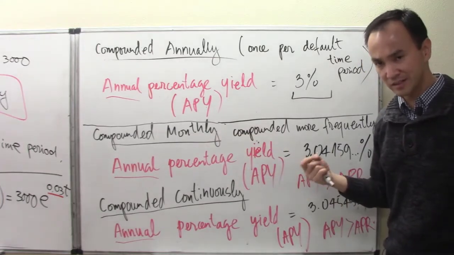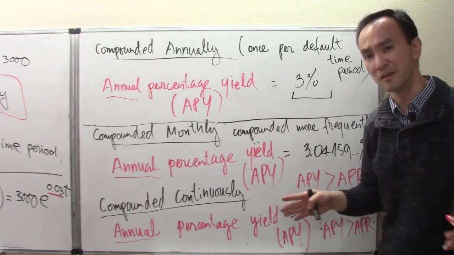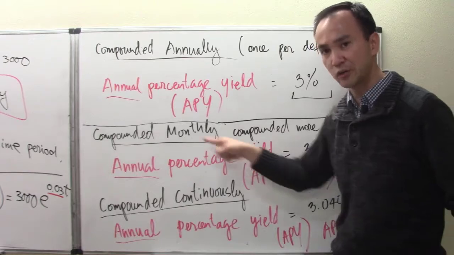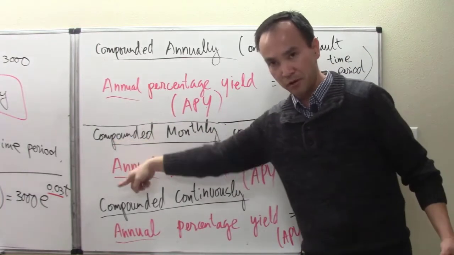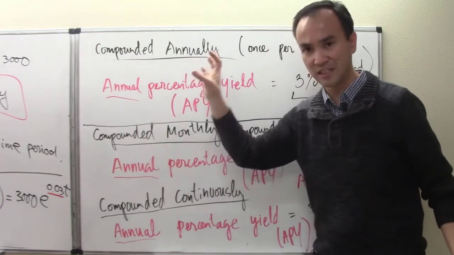Annual is used often enough so that it becomes a term, but more generally, it's just the percentage yield, the actual percentage yield that we observe per month or per year, per whatever the default time period is.